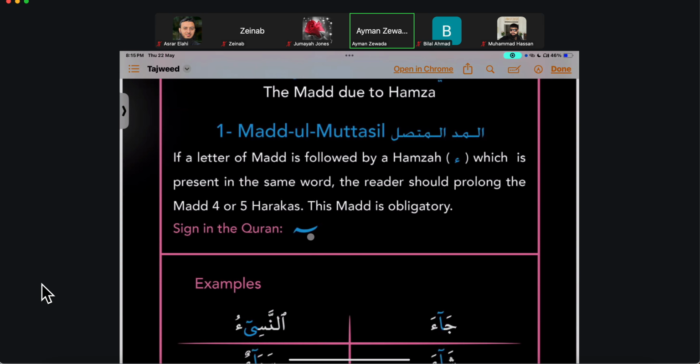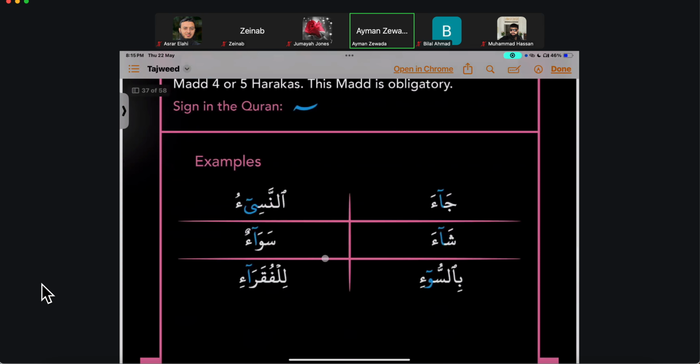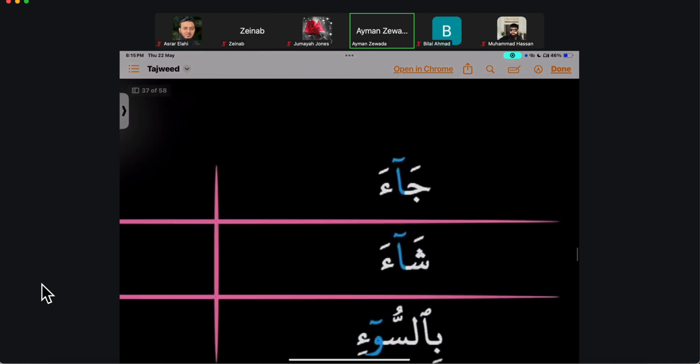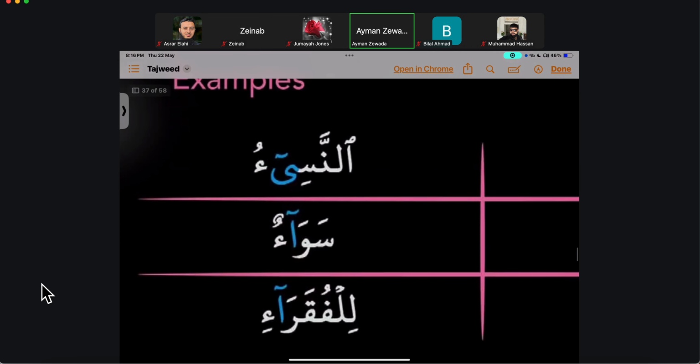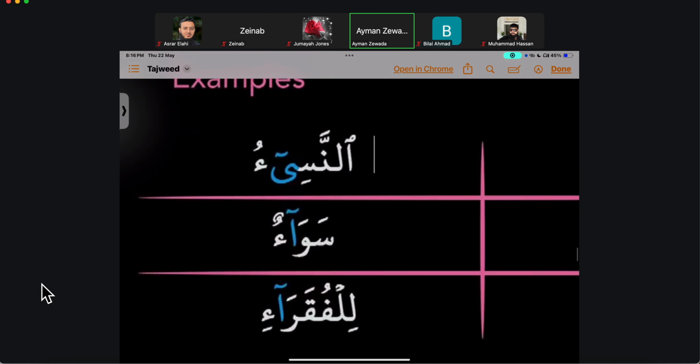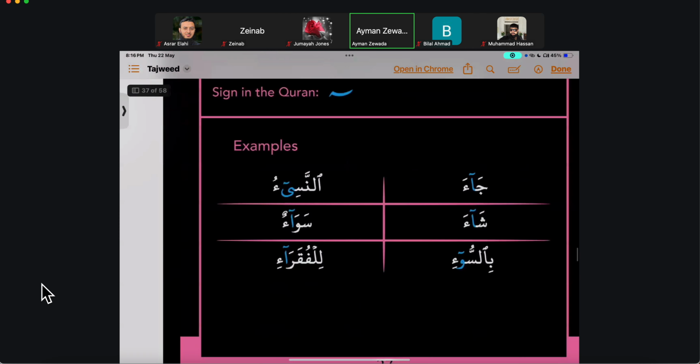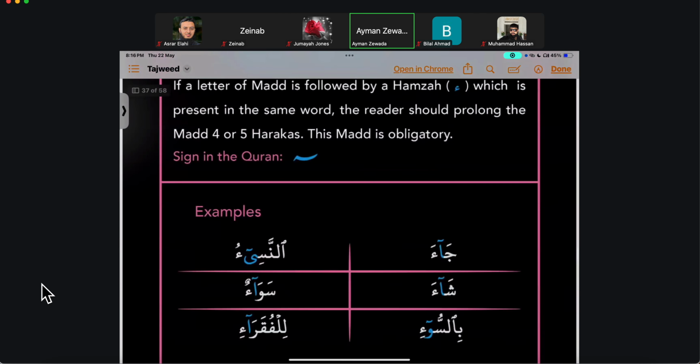This symbol over here is your indicator that once you see it, you know you're going to do the med. For example, over here, جاء, جاء, with a waw. بالسوء, with a ya. النسيء.